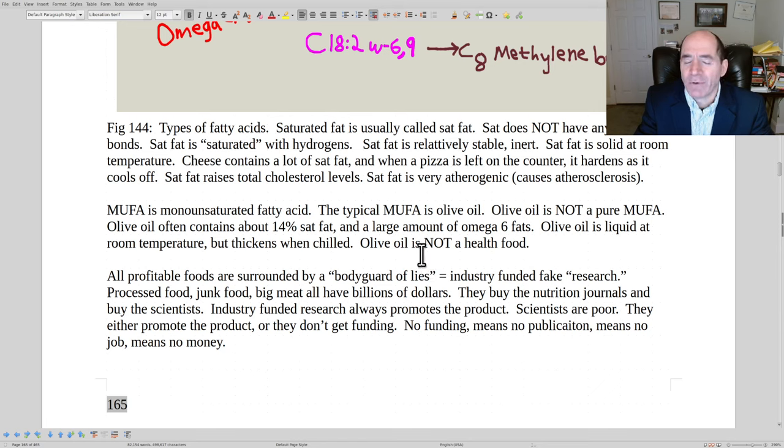And yeah, olive oil is not pure MUFA. It's also typically got somewhere in the ballpark of about 11 to 14% sat fat. It's got a good amount of omega-6 fats. And like I said, every profitable food has a bodyguard of lies: industry-funded fake studies to make their food product look good. Scientists are poor, and they don't get as much funding as they used to from grants ever since around 1980, 85 or so.